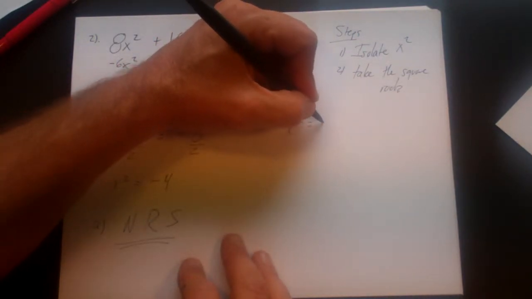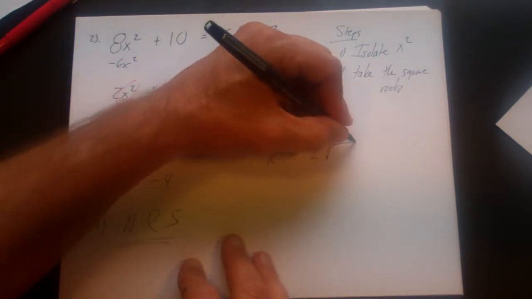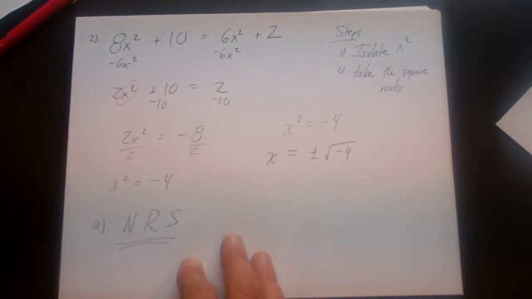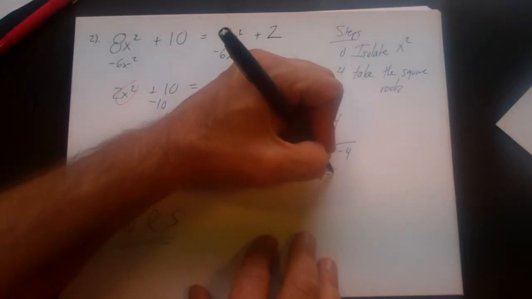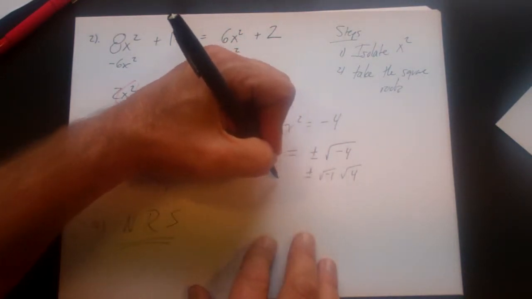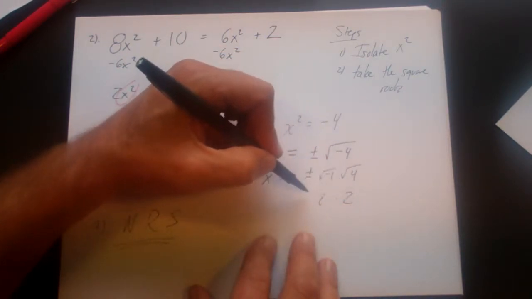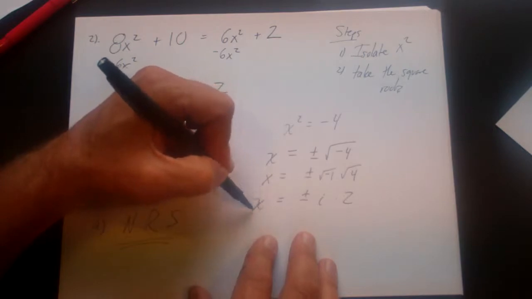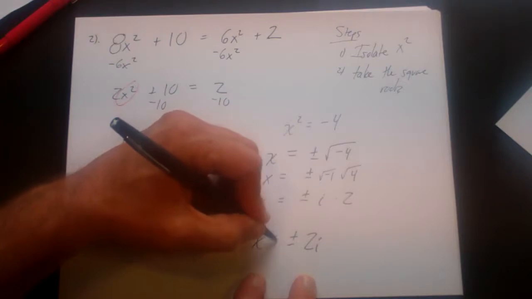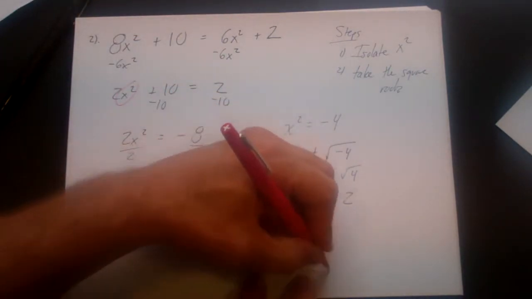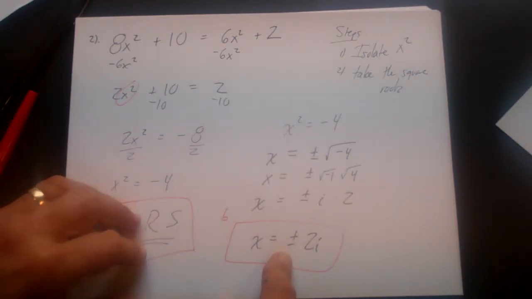Part B, you have x squared is minus 4. We're going to take the square root of both sides. We get x is equal to plus or minus the square root of minus 4. We're going to simplify this by taking out a minus 1, so you have minus 1 and 4. And then that's an i, and that's a 2. So you have plus or minus i times 2, or plus or minus 2i. And that's going to be your answer to B. So your answer to A, no real solution. Your answer to B is plus or minus 2i.